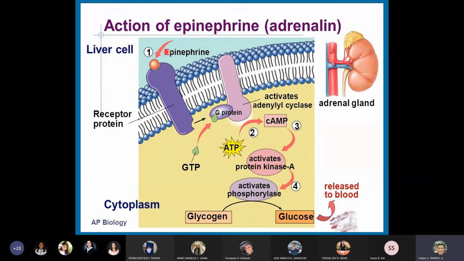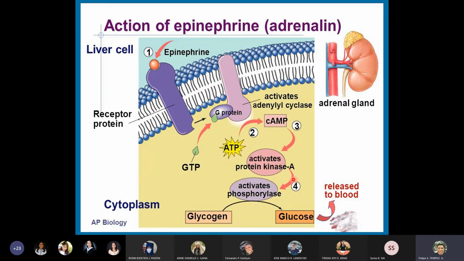So first step, epinephrine binds to receptor protein. The G protein will dissociate here. One of the subunits will bind to your adenylyl cyclase to become an activated adenylyl cyclase, which will convert your ATP into cyclic AMP, which is step 2. Step 3, your cyclic AMP will activate your protein kinase A. And step 4, your protein kinase A will activate your phosphorylase, which will convert your glycogen into glucose.